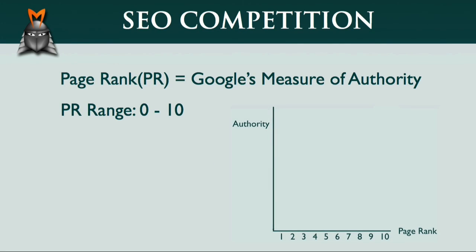It's important to note that the page rank scale is not linear. Rather, the authority of a web page increases exponentially with each increase in page rank. What this means is that a PR1 website has approximately 10 times more authority than a PR0 website, but a PR5 website has approximately 100,000 times more authority than a PR0 website. This is why a single link from a PR5 website is more valuable than 100 links from PR0 sites.